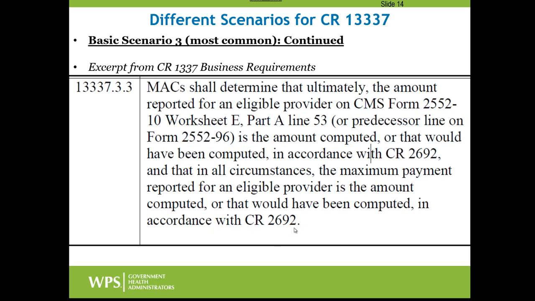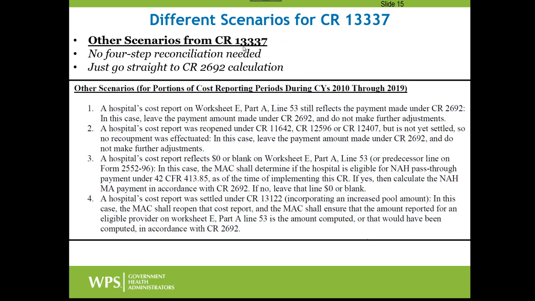Again, the absolute final payment that you're getting out of this CR 13337 is calculated completely using everything from CR 2692. Now, this CR 13337 gives us some other scenarios as well. And with these other scenarios, it's actually easier. We don't have to go through the four-step reconciliation. Instead, we go straight to the CR 2692 calculation. So the first scenario, and by the way, these are fairly rare.